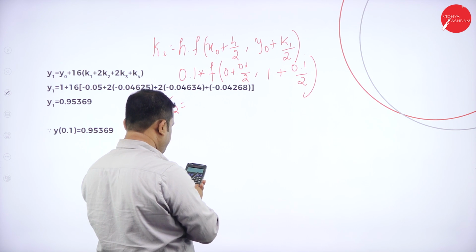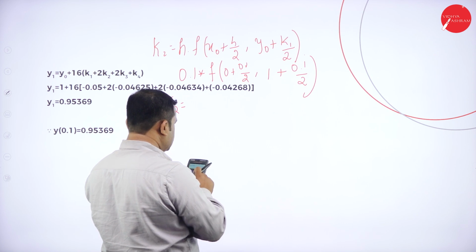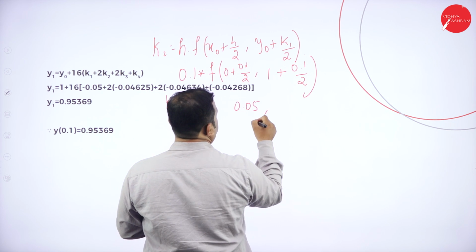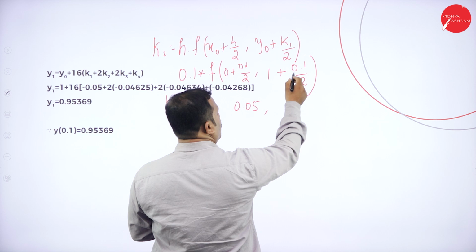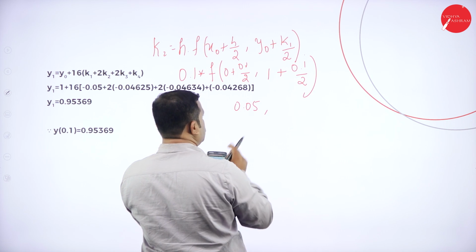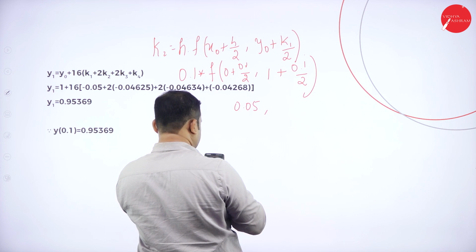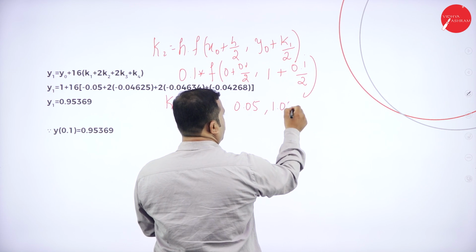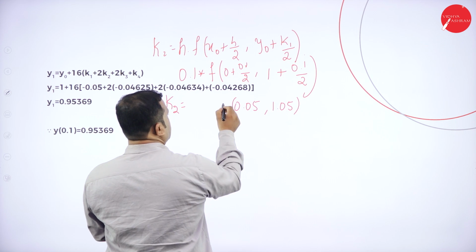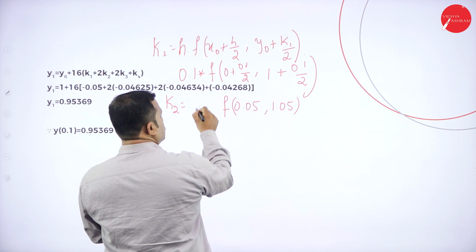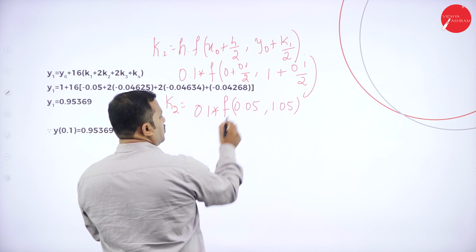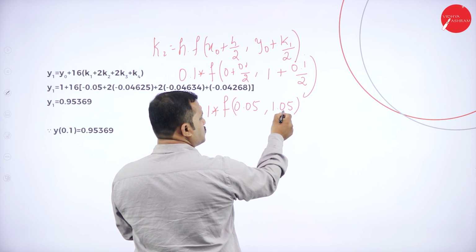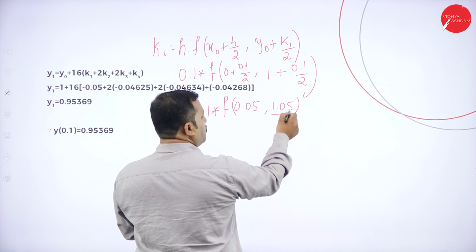0.1 by 2, which is equal to 0.05, comma, 1 plus 0.1 by 2 means what? 0.05 plus 1 is equal to 1.05. That is f of this term. What is x0 here? It is 0.05. What is y0 here? It is 1.05.